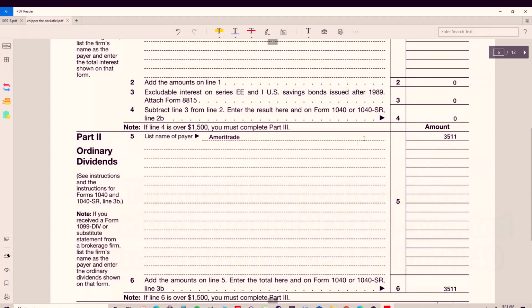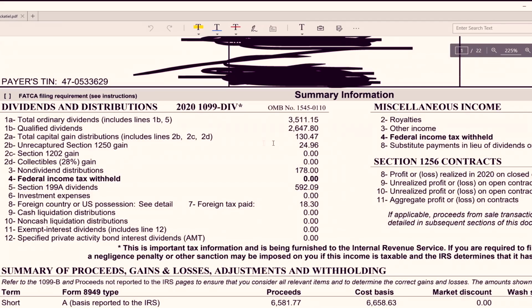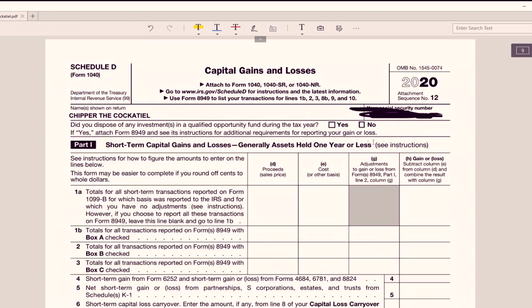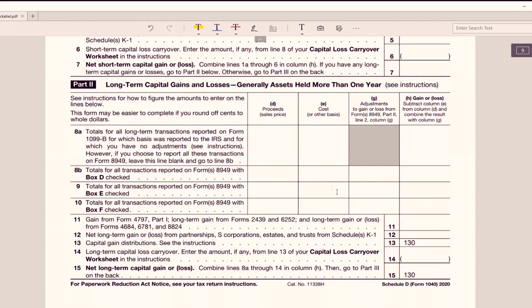Now, the interesting part is you don't report your qualified dividends here. Capital gain distributions are not considered dividends, and they actually get reported on Schedule D. Schedule D is where stock sales are normally reported, but capital gain distributions are reported there as well. This is Schedule D. Normally we would report all of our stock sales, gains and losses here, and we're going to cover that in the next part of this series on the 1099-B. But here's our capital gain distribution. So our capital gain distributions show up right here on line 13, and that's where those are reported.